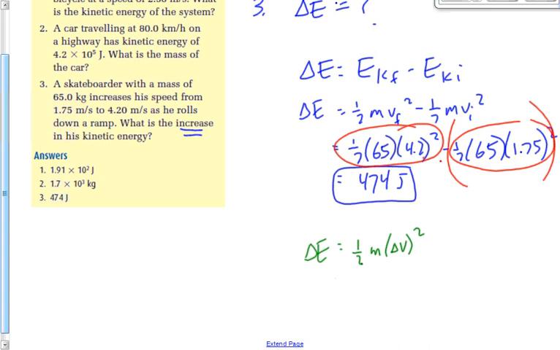If we do that, we'll say 1/2 of 65 times, what's the change in speed? 4.2 minus 1.75. That's going to give me 2.45. I don't know what we get when we do that math, but it's not the right answer. Anybody try that? It seems like a logical thing to do, doesn't it? I'd be surprised if it was only you that tried that, because it does seem like a very logical thing to do.